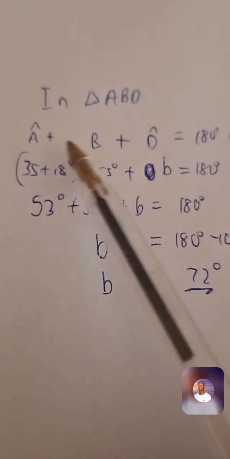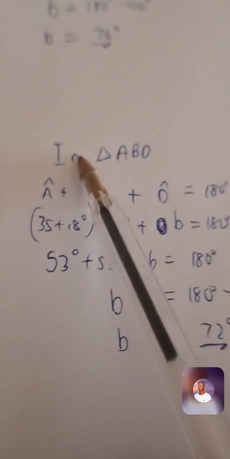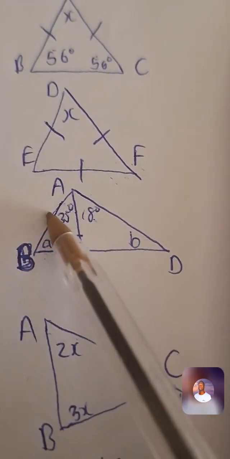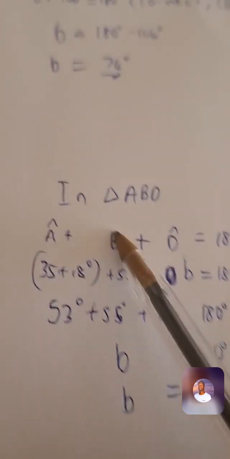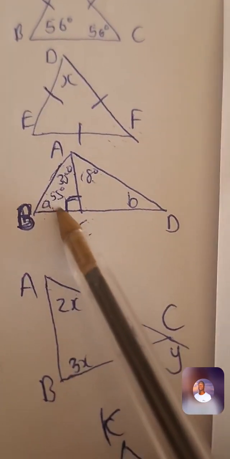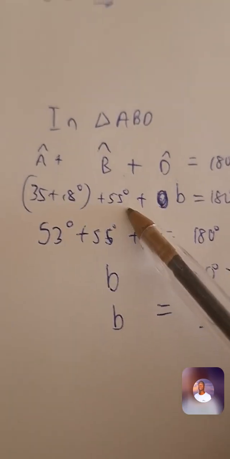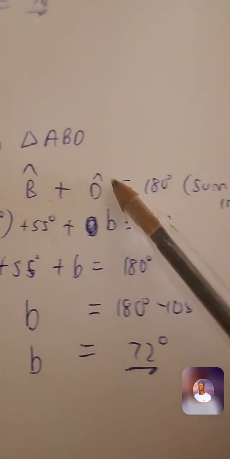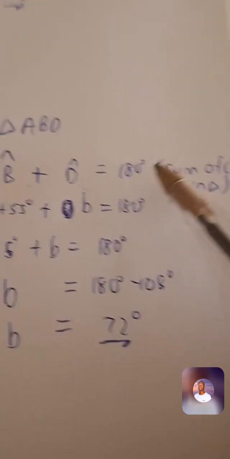Okay, so this is basically what Kabelo was saying. Angle A plus angle B plus angle D, looking at triangle ABD. Angle A is that 35 and that 18 degrees, so it's that entire angle. So we have 35 plus 18. Angle B, where the small letter a is, is equal to 55. And then angle D, which is the small letter b, 72, equal to 180, sum of angles in a triangle.